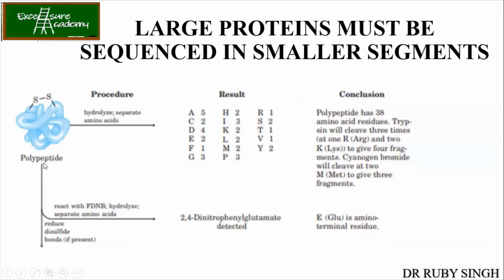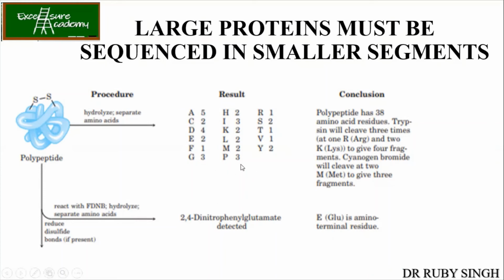So you have got the polypeptide chain and the disulfide bond is also given. So what is the procedure? Hydrolyze the protein, separate the amino acids using the Edman sequencing method. So you will get all these answers. Okay, so what is the answer over here? You have got alanine 5, cysteine 2, aspartic acid 4, right? Glutamic acid 2, then phenylalanine 1, glycine 3. So you have got all the combinations.